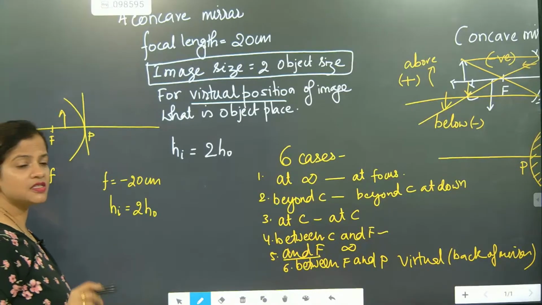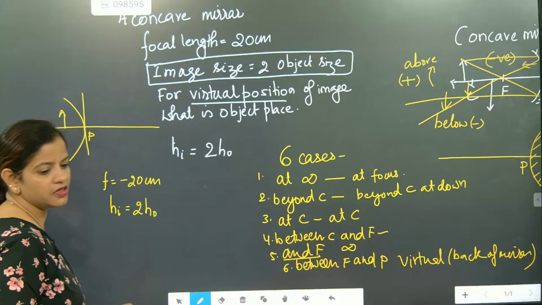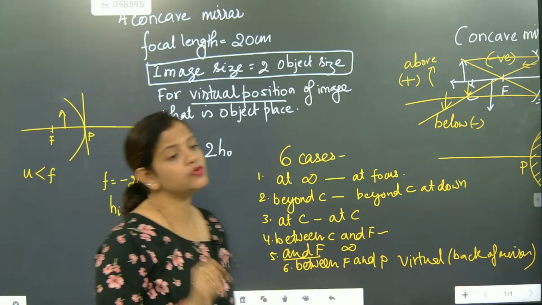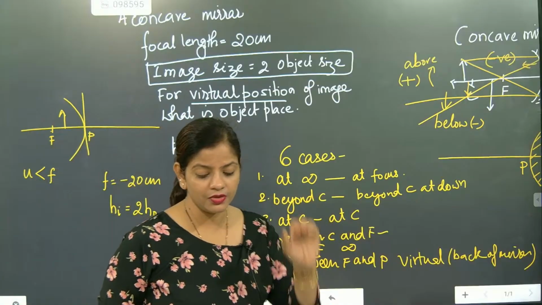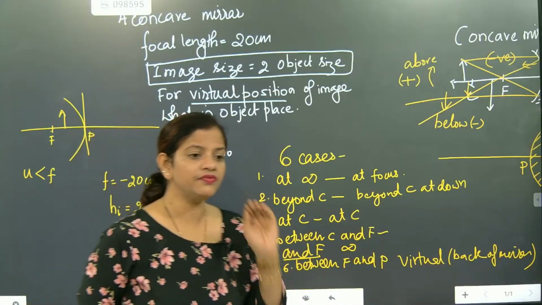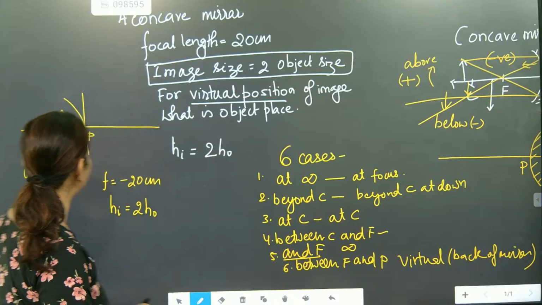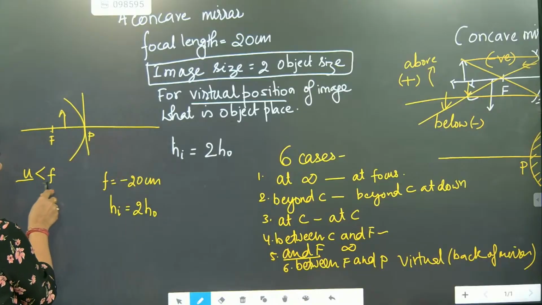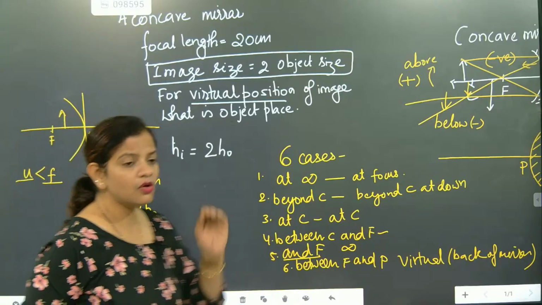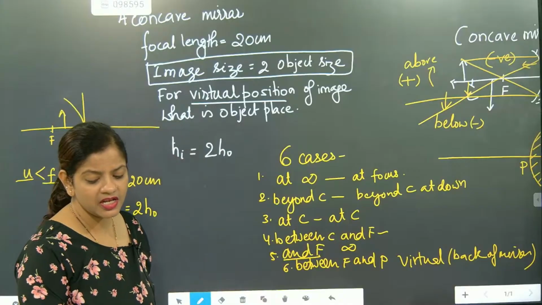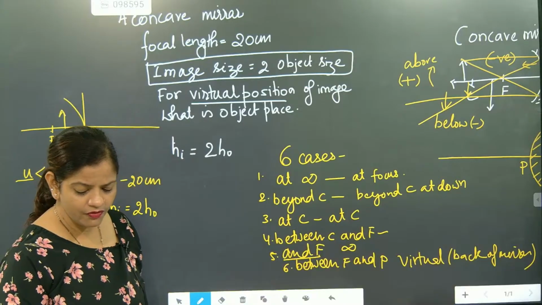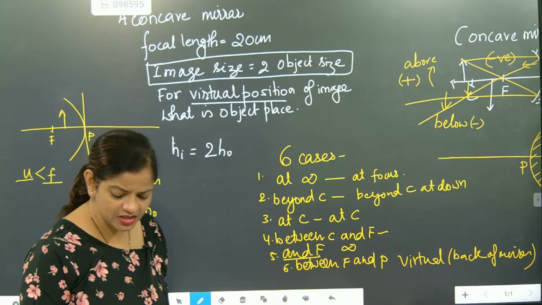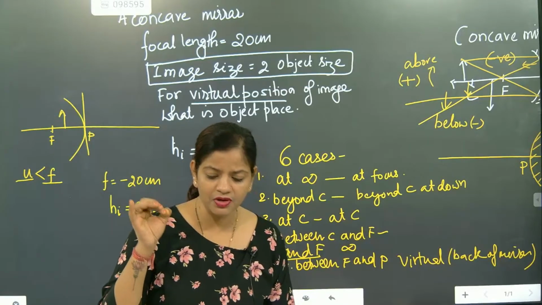Your object distance will be less than focal length. For a virtual image, whenever a virtual image is there, the object distance will be less than focal length. Remember this part, learn it very carefully. The length of object distance will be less than focal length. Remember this very nicely.